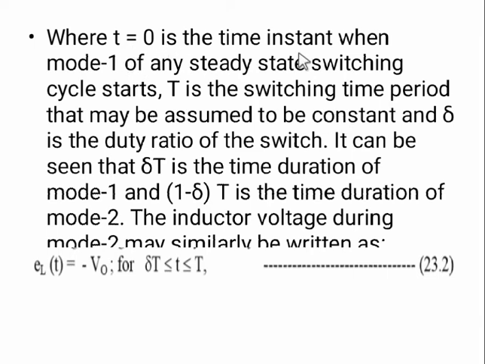Here t is 0 at the time instant when mode 1 of any steady state switching cycle begins. T is the switching time period, which may be assumed to be constant, and delta is the duty ratio of the switch. It can be seen that delta T is the time duration of mode 1 and (1 minus delta) T is the time duration of mode 2.